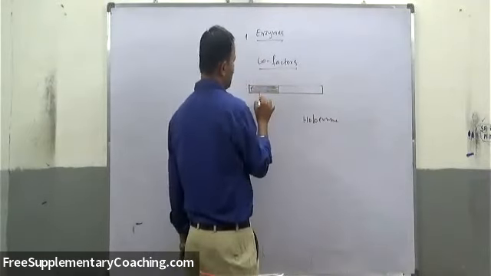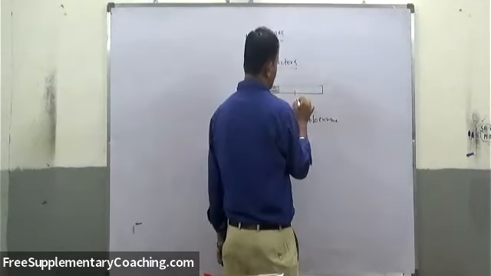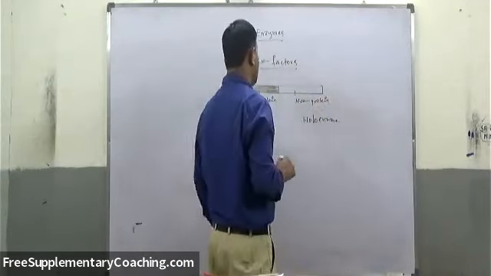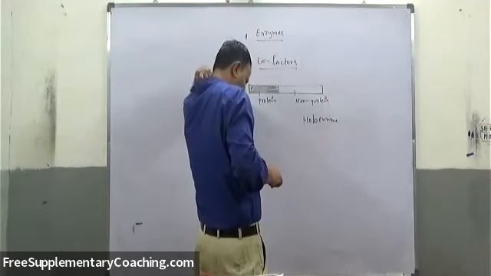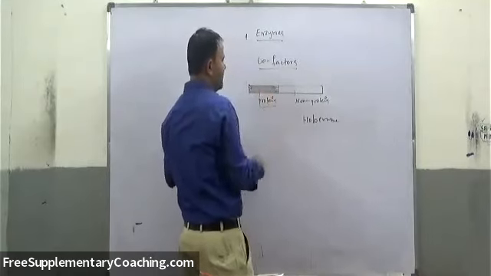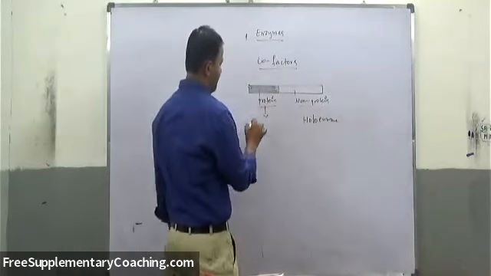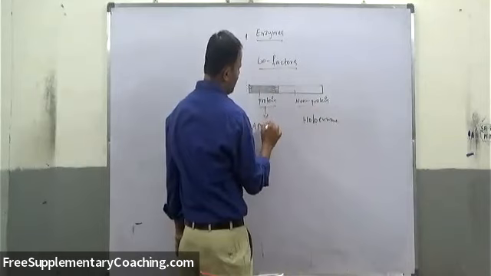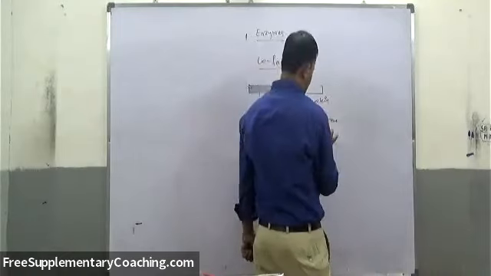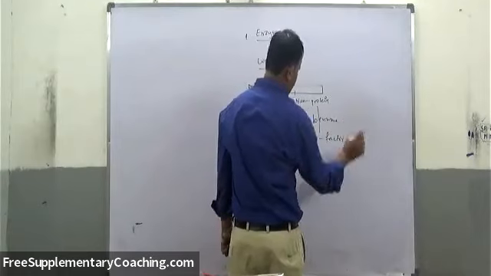One portion is the protein portion, and the next portion is the non-protein portion. In this holoenzyme, the black portion is the protein one, and this empty one is the non-protein portion. The protein portion is called the apoenzyme. The non-protein portion is called the cofactor.